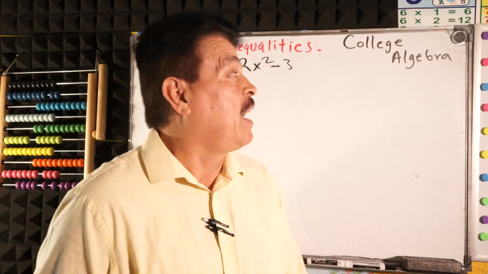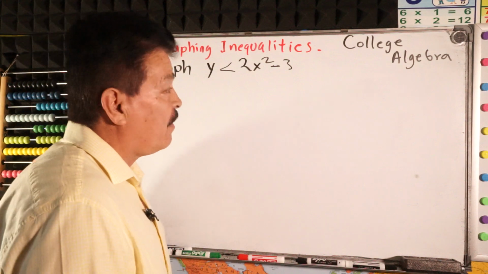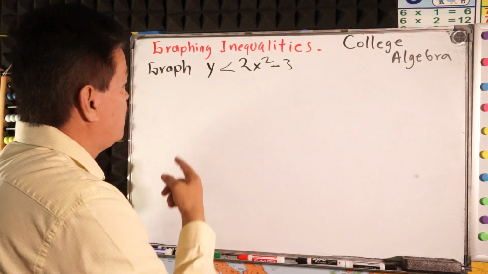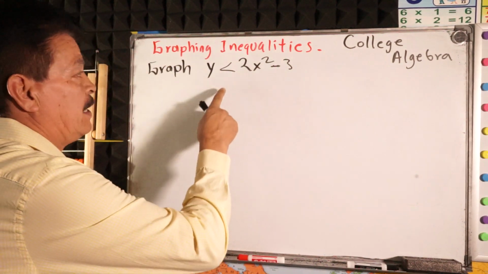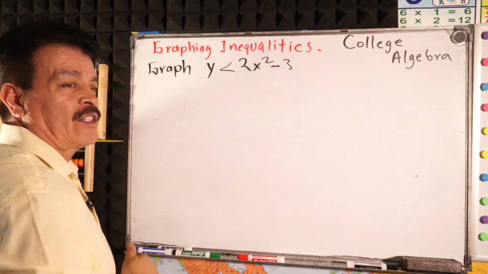Welcome to College Algebra. Our topic for today is graphing inequalities. I'm going to solve a couple of problems. The first problem that we have here is to graph y less than 2x to the second power minus 3.